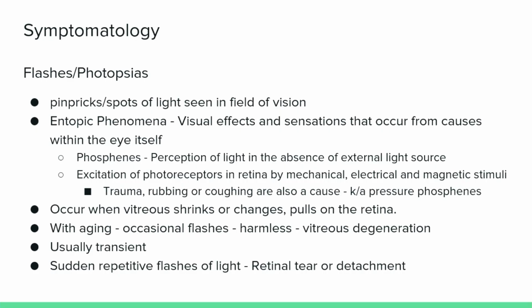are also examples of phosphenes, and these are known as pressure phosphenes. Now flashes occur when the vitreous shrinks, changes or pulls on the retina. With aging, there can be occasional flashes which are harmless and are due to vitreous degeneration. They are usually transient, and sudden repeated flashes of light can indicate a retinal tear or detachment.